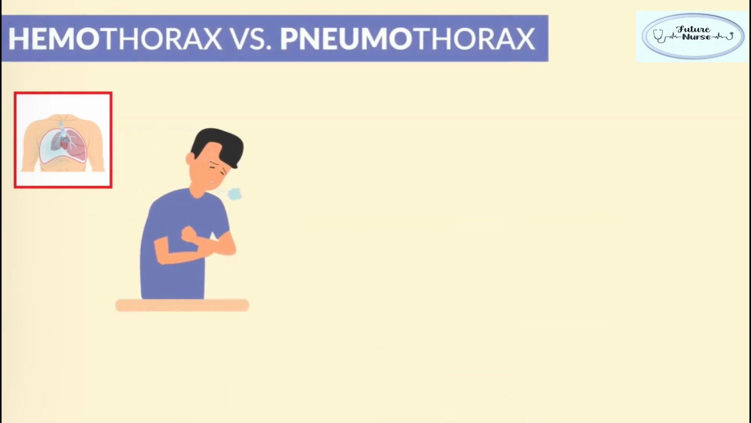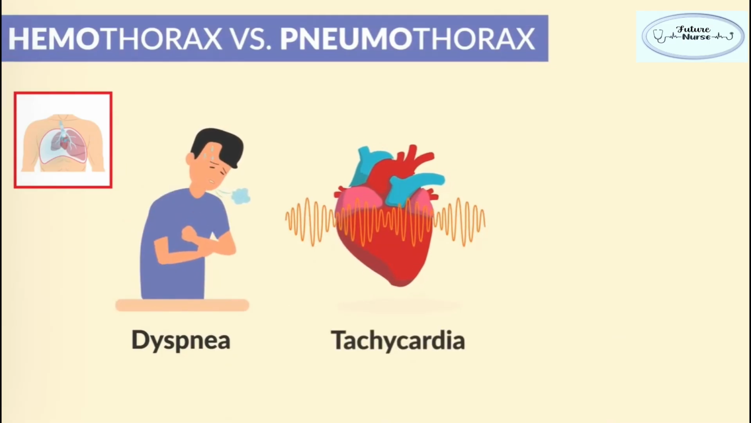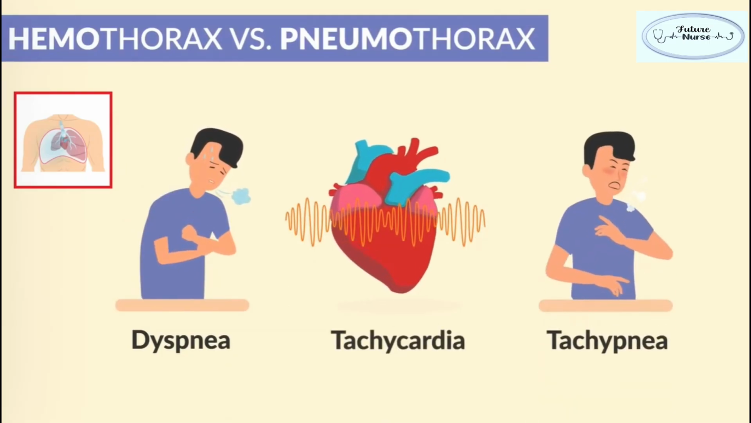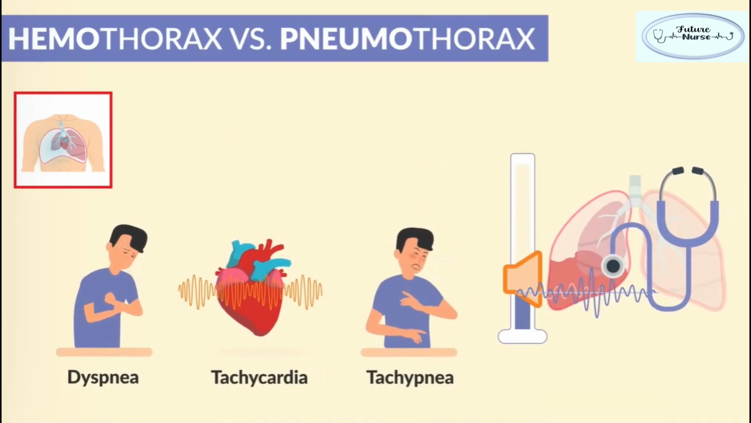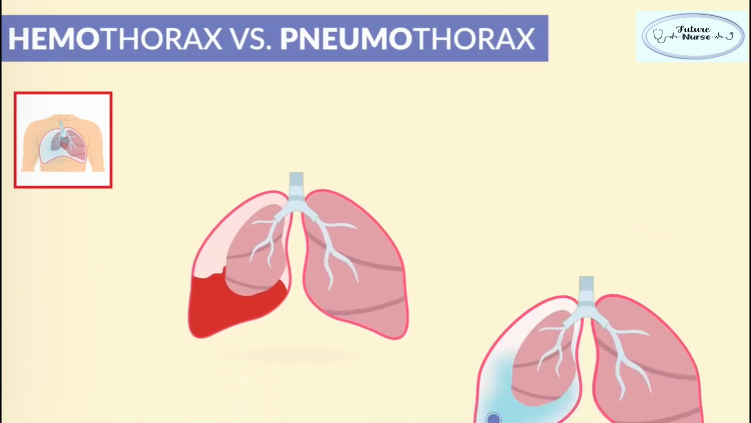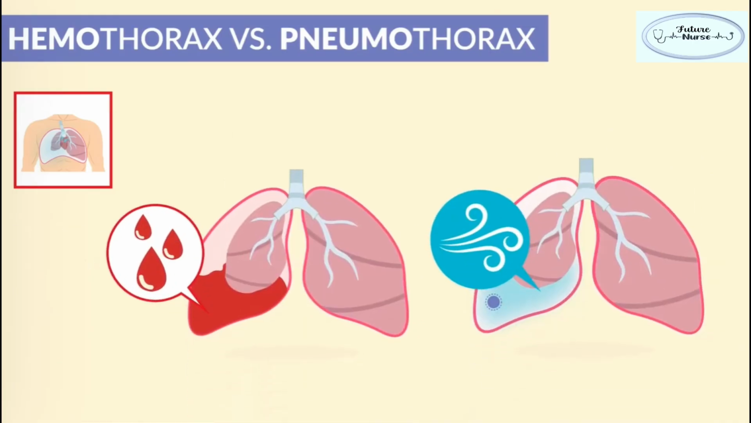Now for the common general signs and symptoms for all these conditions, we typically see dyspnea, that shortness of breath, tachycardia, that fast heart rate, tachypnea, that fast respiratory rate, as well as diminished breath sounds on the affected side, which makes sense because that side of the lung is either filled up with blood or with air.